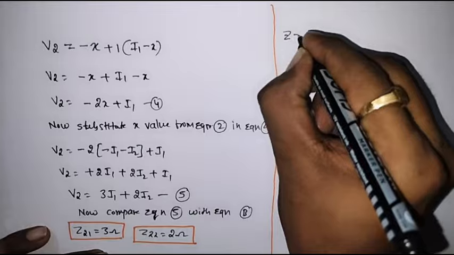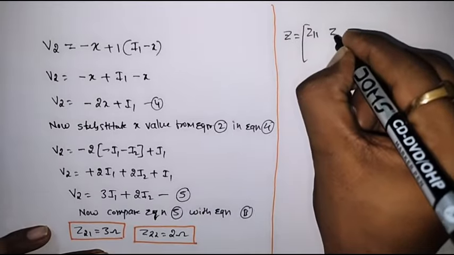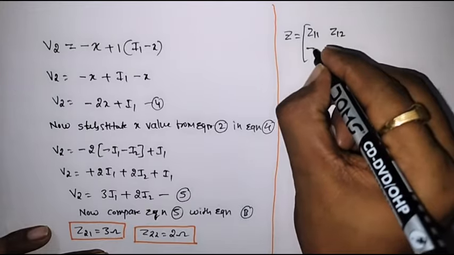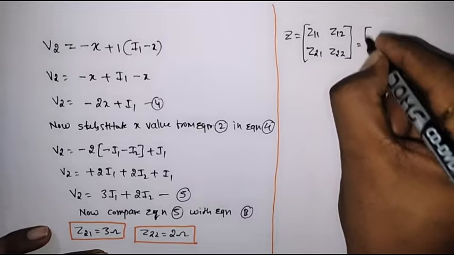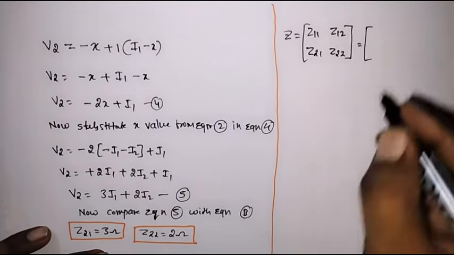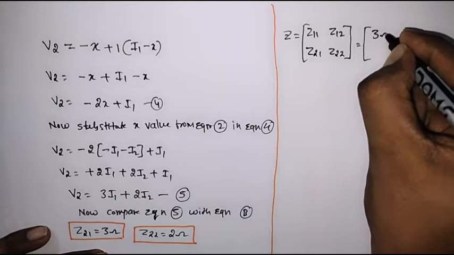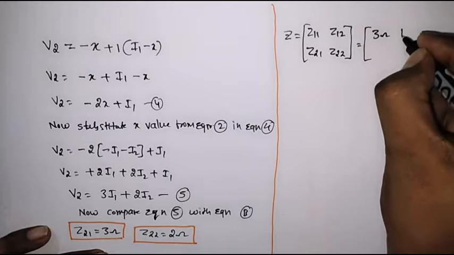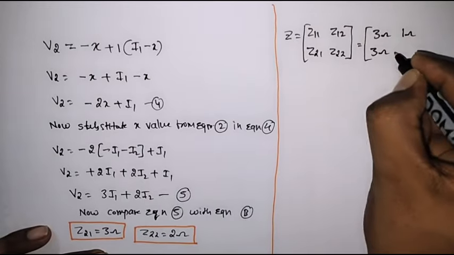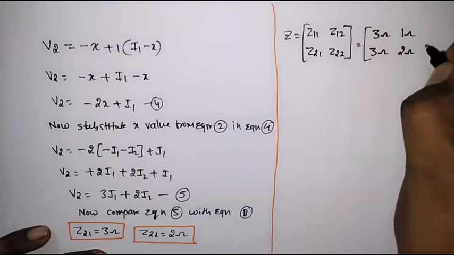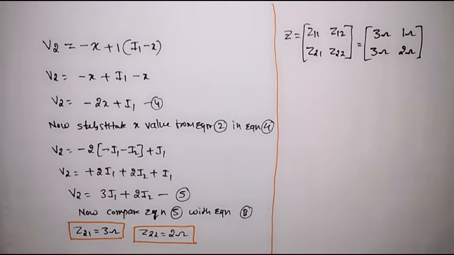Z parameter is equal to Z11, Z12, Z21, Z22, which is equal to 3 ohm, 1 ohm, 3 ohm and 2 ohm. We'll calculate the ABCD parameters.